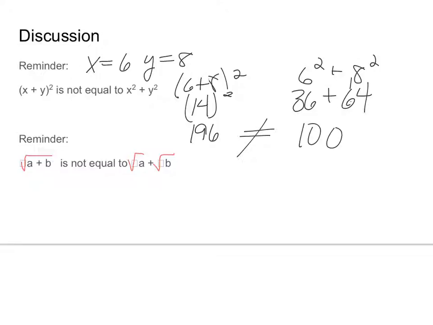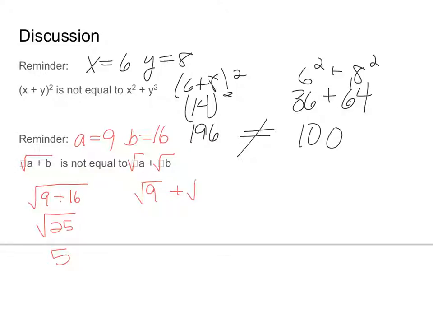If we just put in some numbers here, let's do a equals 9 and b equals 16. Yes, I did pick squares. So if we have the square root of 9 plus 16, that gives us the square root of 25, which is 5. And let's do the other side. Square root of 9 plus the square root of 16. We have 3 plus 4, which is 7. Those are not equal. So just like up here, I can't just take that 2 and distribute it. I can't just take this radical sign and break it in half.